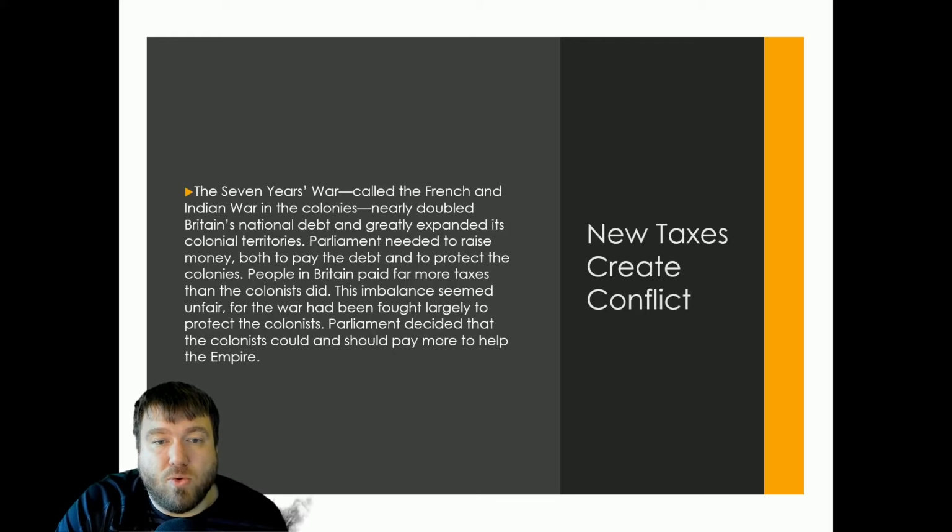The Seven Years' War, called the French and Indian War in the colonies, nearly doubled Britain's national debt and greatly expanded its colonial territories. Parliament needed to raise money both to pay the debt and to protect the colonies. People in Britain paid far more taxes than the colonists did. This imbalance seemed unfair, for the war had been fought largely to protect the colonists. Parliament decided that the colonists could and should pay more to help the empire. So these new taxes are going to start causing conflict.